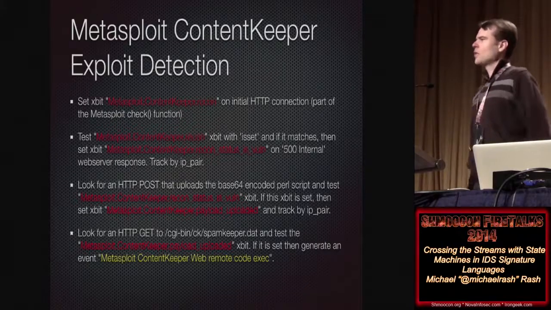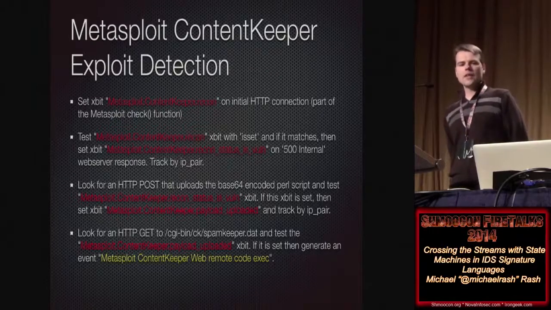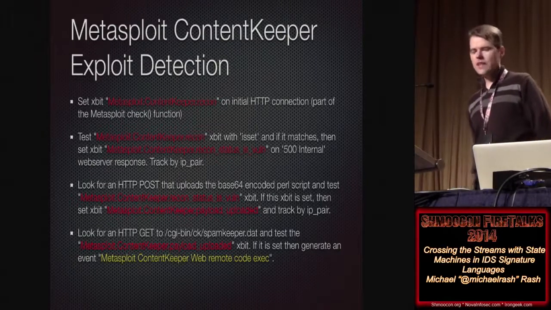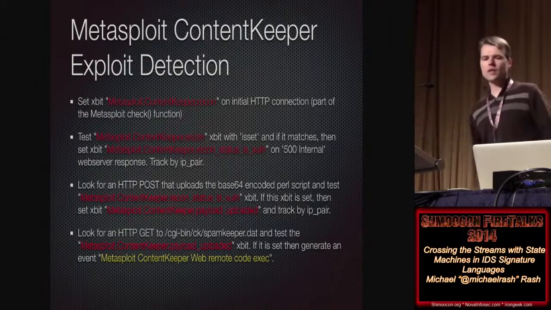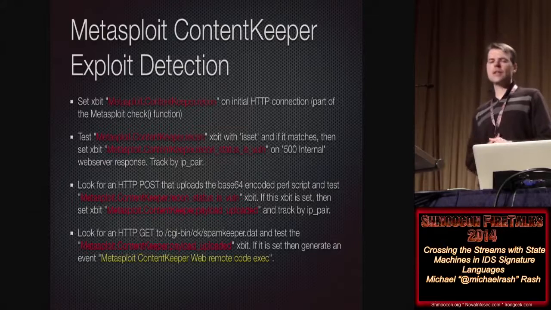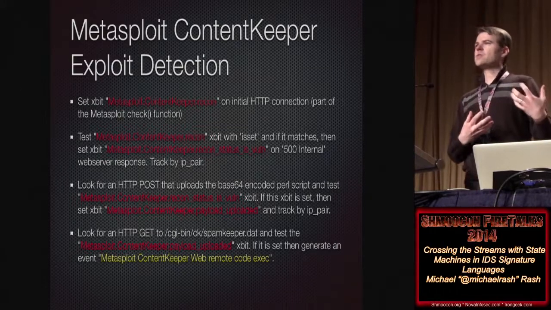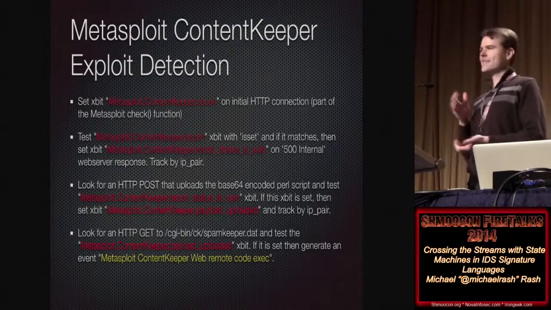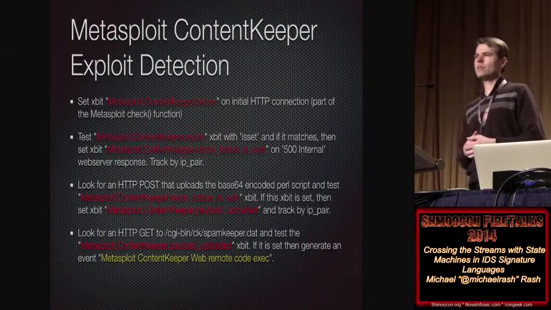This is an example of what the Snort rules would actually look like that would track this style of communication for the ContentKeeper exploit. I have an example of this on my website. I certainly can't write them all out here on this slide, but the fundamental idea is to set the xbit on the payload upload and then track to see whether or not that payload has been actually executed after the upload is successful.